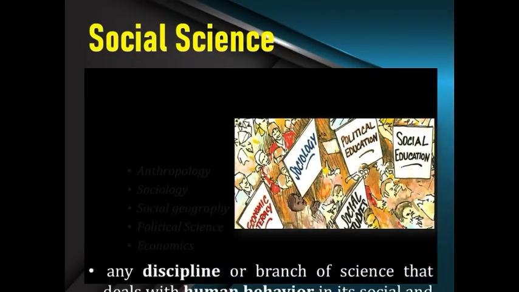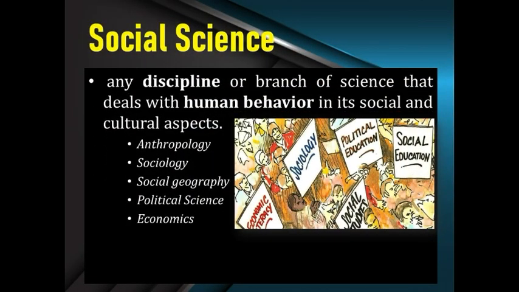Social science is any discipline or branch of science that deals with human behavior and its social and cultural aspects. The social sciences include cultural or social anthropology, sociology, social psychology, political science, and economics. Also frequently included are social and economic geography, and those areas of education that deal with the social context of learning and the relation of the school to the social order.